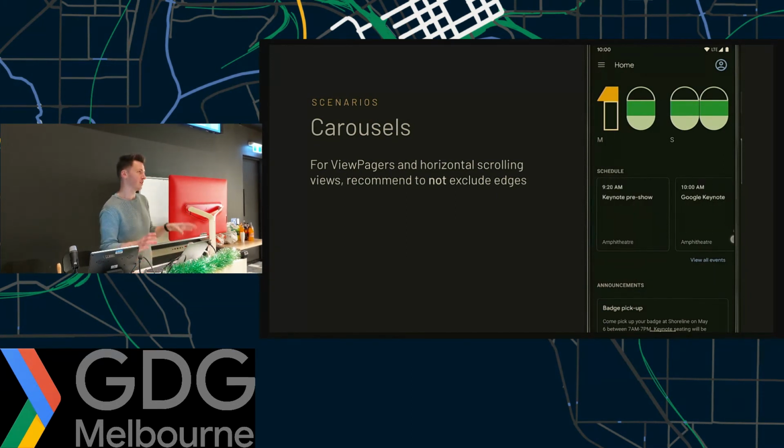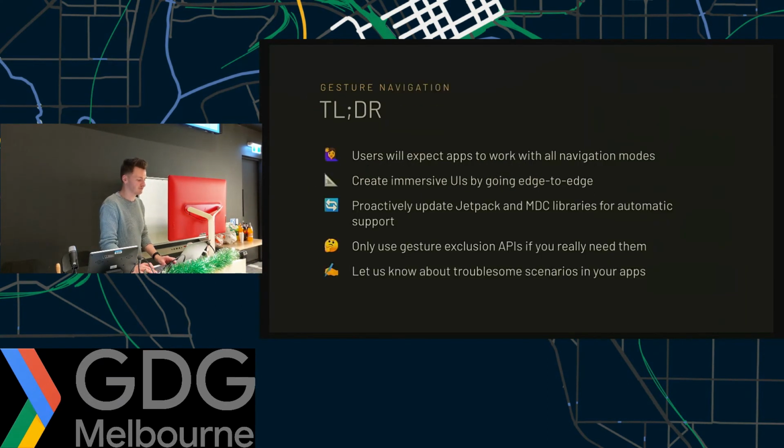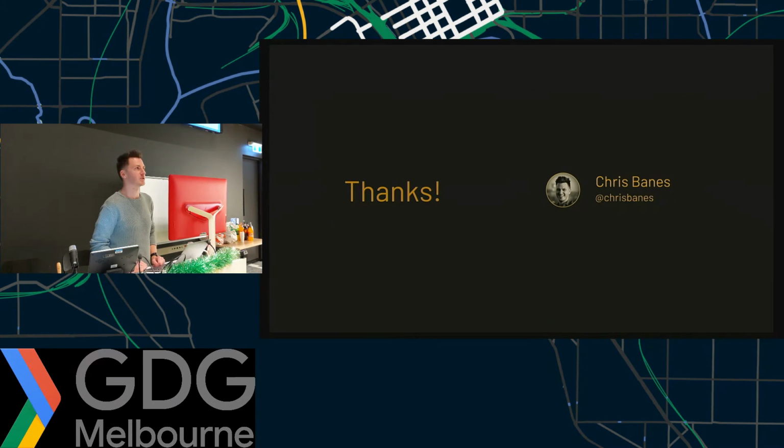So we really don't want that exclusion API that we spoke about earlier to be something most apps use. It's really a get out of jail free card kind of thing. It's not a primary use. So just a quick TLDR. Again, you can find the slides online if you want to read this. Thank you. That was a whistle-stop tour of Gesture Nav.